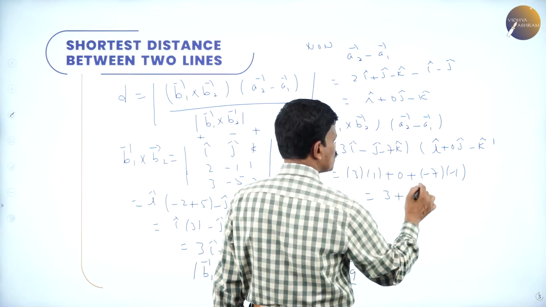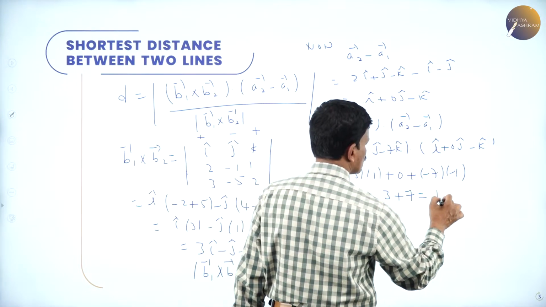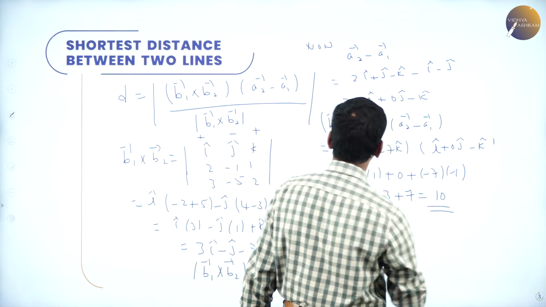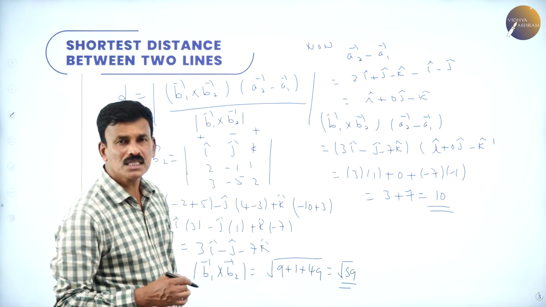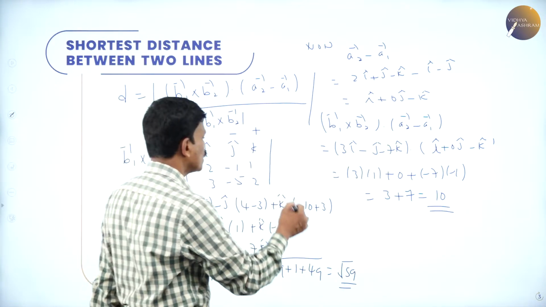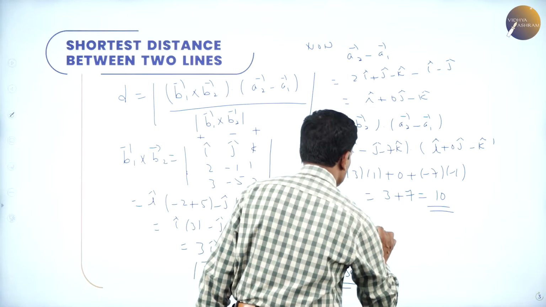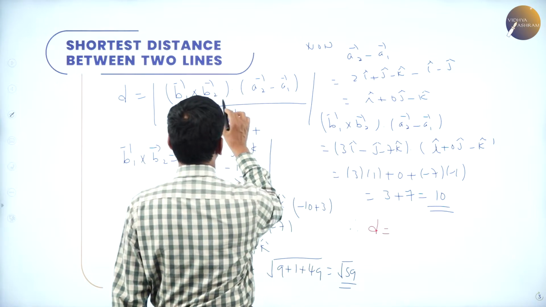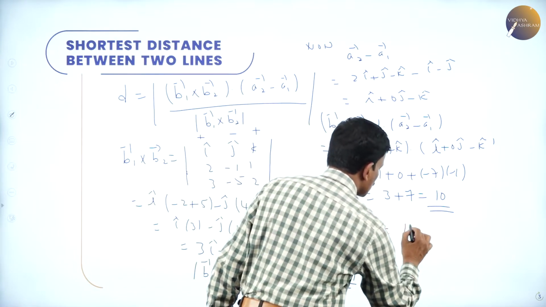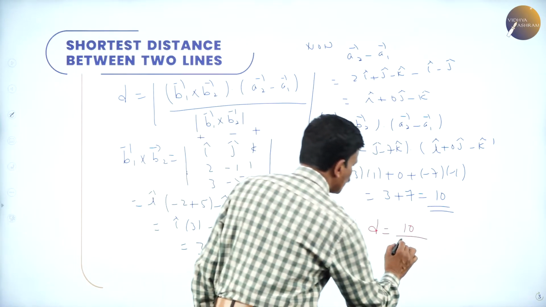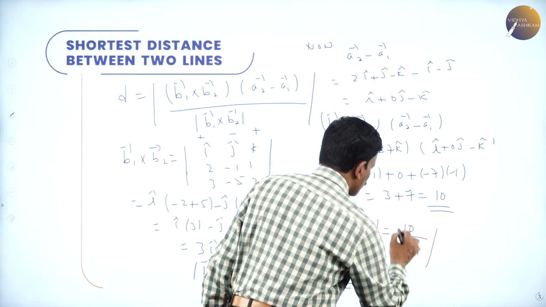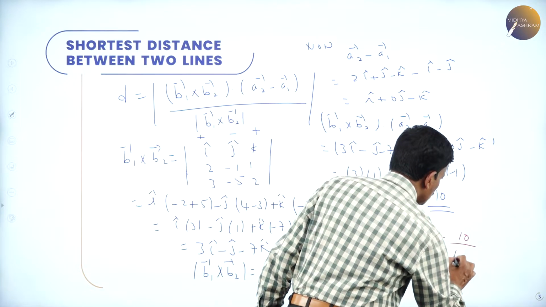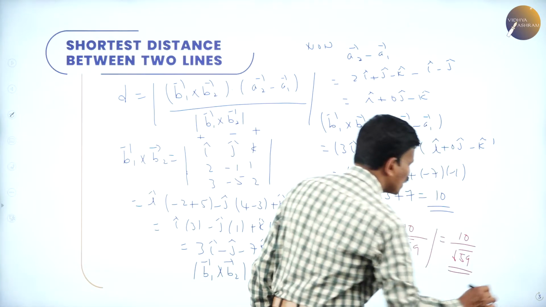This is 3 plus 0 minus into minus plus 7. 7 plus 3 is equal to 10. So (b1 cross b2) dot (a2 minus a1) is equal to 10. So therefore the distance d is equal to the magnitude of (b1 cross b2) dot (a2 minus a1), which is 10, divided by the length of vector b1 cross b2, which is mod of 10 by 59, or this can also be written as 10 divided by root of 59 units.